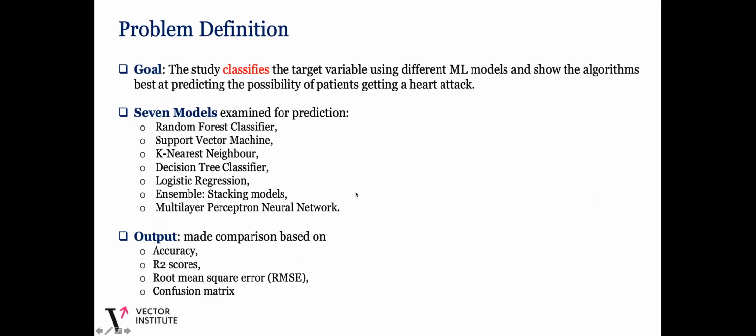The goal of this study, like I mentioned, is to classify the target variable using different machine learning models, show the algorithm that is best at predicting the chance of heart attack, and also mention briefly the implication in the medical world. I compared 7 different models, and I'm not sure I'm going to have time to go deeper into the models. I compared them based on the accuracy score, root mean square error, and the confusion matrix.